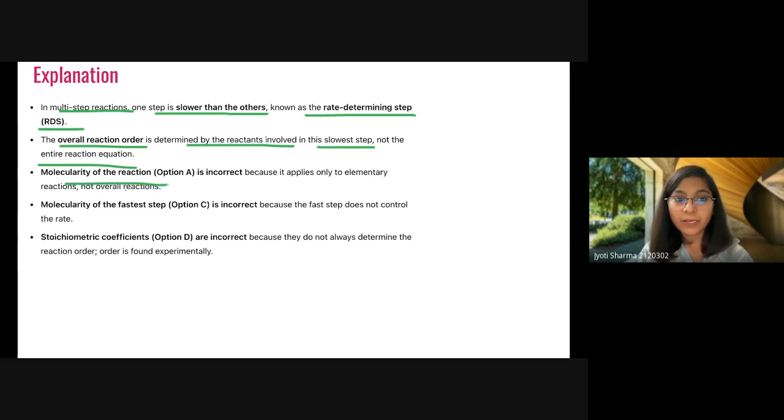If we are talking about the molecularity of the reaction, as I told you, this is incorrect because molecularity applies to only an elementary reaction. Then the fastest step, as I told you, cannot control the rate, but the slowest step will control the rate. And again, there is no correlation between the stoichiometric coefficient and the order of the reaction. So this will not be the answer. So finally the answer will be molecularity of the slowest step, right? So let's come to the next question.